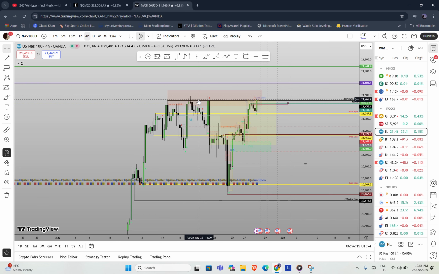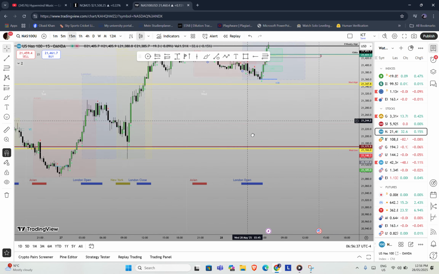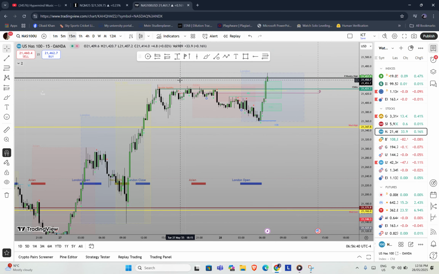In order to take out this liquidity, the market was trying to reach out for it, but this overextended price movement had to retrace in order to seek out the new liquidity. So this is what it did. Let me just go to 15 minutes. This is the Asian session. This is where the market opened. This is where it started, but this is in reality where it opened.